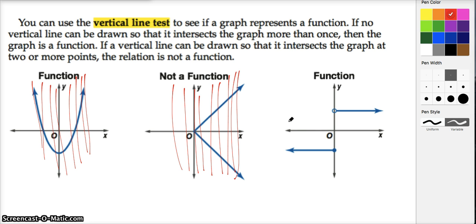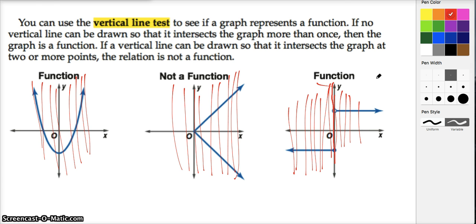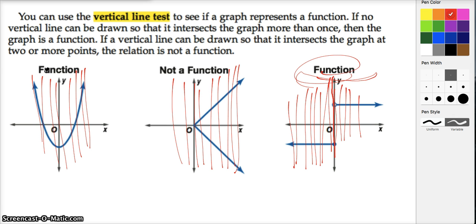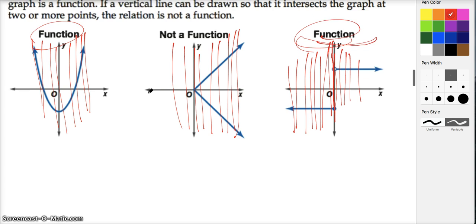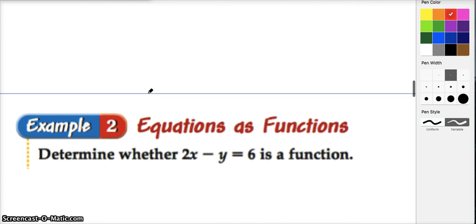Not a function. Draw vertical lines. It looks like this guy might do it, right? But this open circle means not part of the graph, and this circle means part of the graph, so it doesn't make it. It does not hit twice, and therefore we do have a function again. So we see how the vertical line test can be used to help us determine if a graph represents a function.